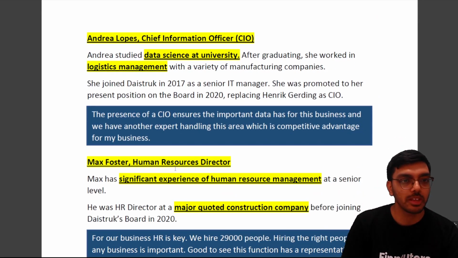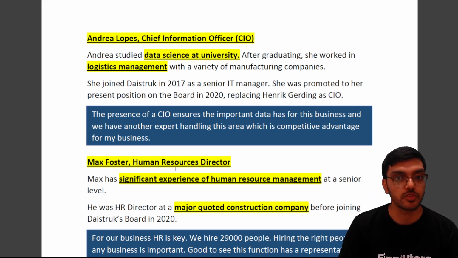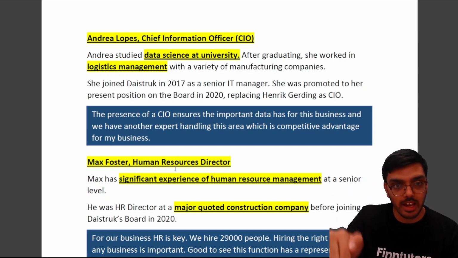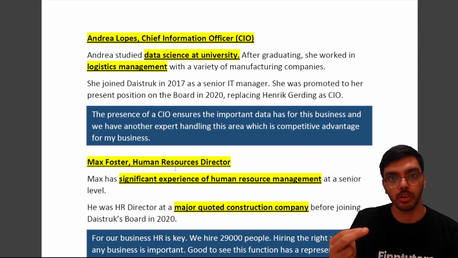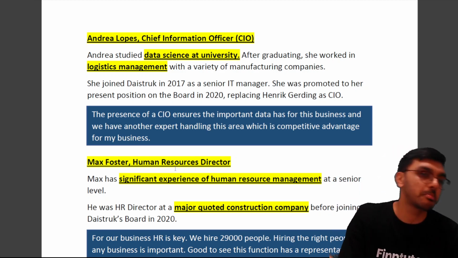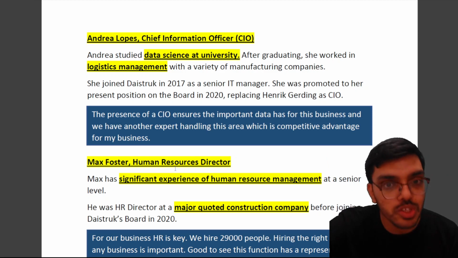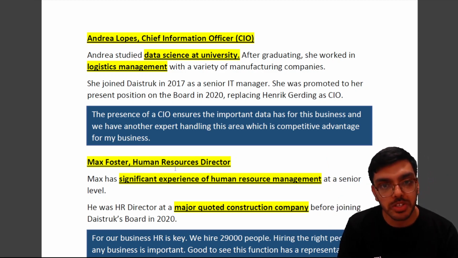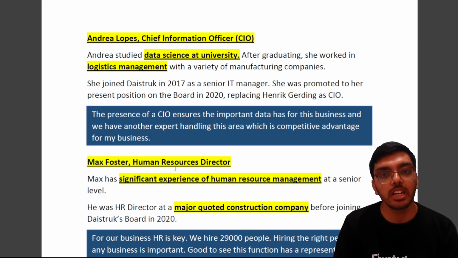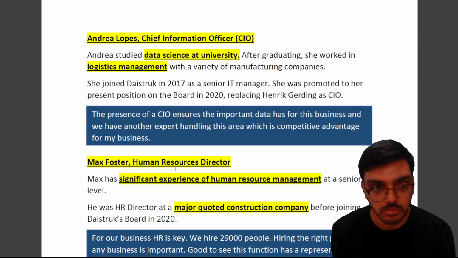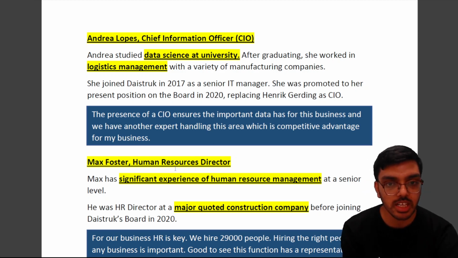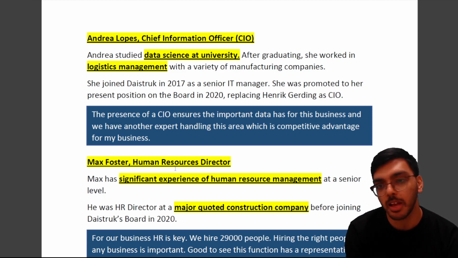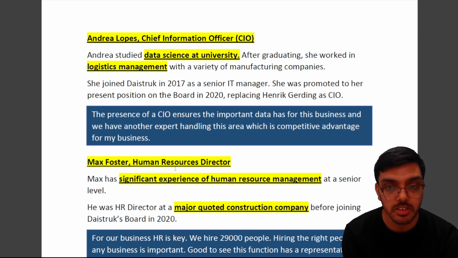Next, we have Andrea Lopez, Chief Information Officer, CIO. So our CEO right now was the CIO before. The CIO got promoted to CEO, and now we have a new CIO who is Andrea Lopez. So Andrea studied data science at university. After graduating, she worked in logistics management with a variety of manufacturing companies. She joined Daistruk in 2017 as an IT manager, and she was promoted to this position when Henrik Gerding became the CEO.